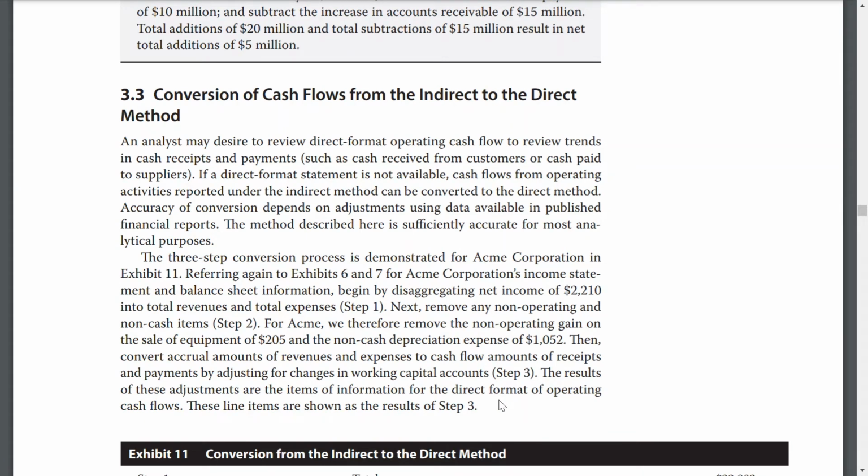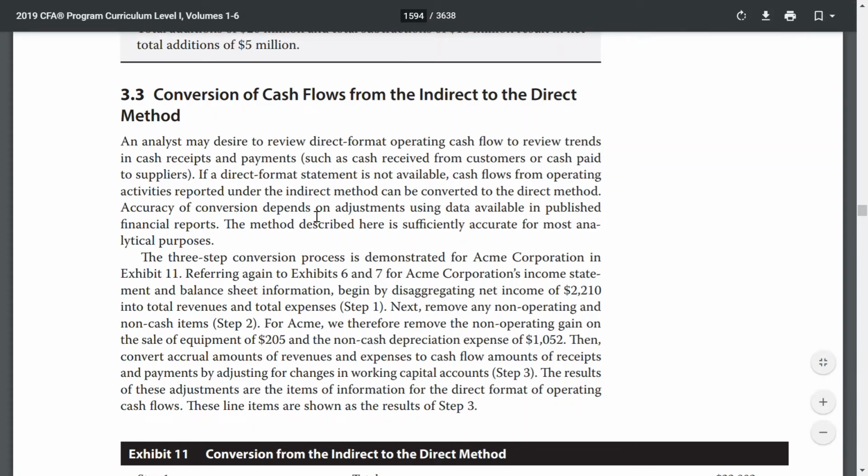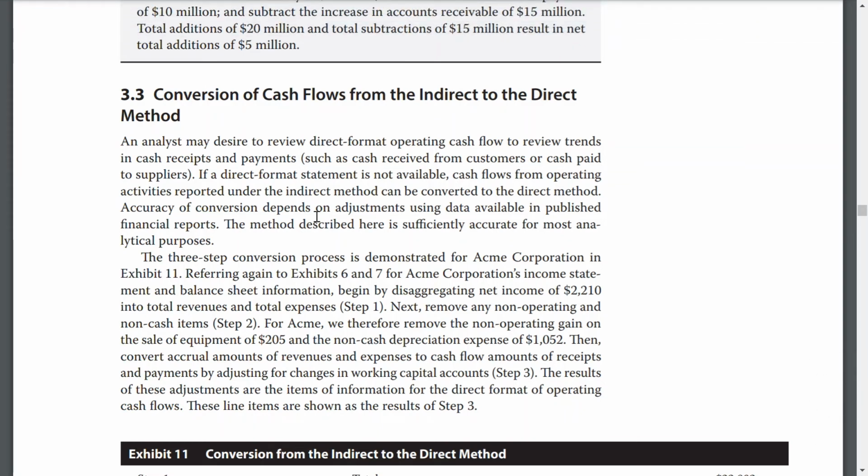An analyst may desire to review direct format operating cash flows to review trends in cash receipts and payments. If a direct format statement is not available, cash flows from operating activities reported under the indirect method can be converted to the direct method. Accuracy of conversion depends on adjustments using data available in published financial reports. The method described here is sufficiently accurate for most analytical purposes. The three-step conversion process is demonstrated by Acme Corporation in Exhibit 11, referring again to Exhibits 6 and 7.